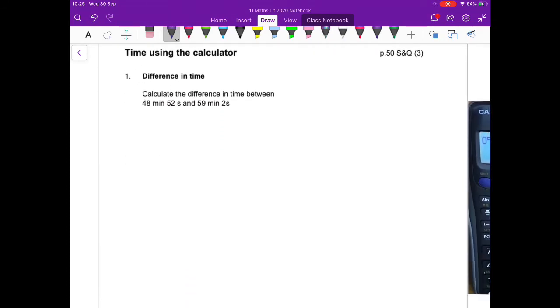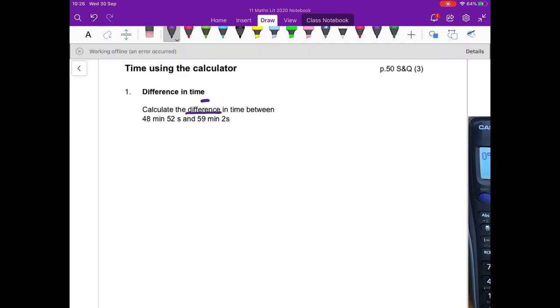The difference in time, so you would have to find the difference in time, or you can multiply, add, subtract, or divide time. So we're going to find the difference in time. Difference means subtract, and we will subtract the smaller number from the bigger number. So here goes, 59 minutes and 2 seconds, and we're going to subtract 48 minutes and 52 seconds.